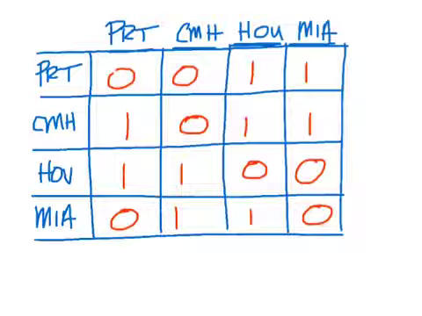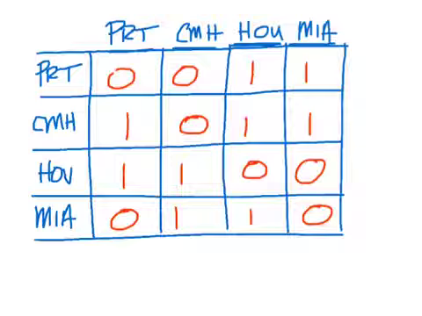And what these zeros and ones stand for are the number of flights that leave PRT and go back to PRT. Were there any flights on the map that left PRT, circled around, and then came straight back to PRT? No, that wouldn't make any sense.